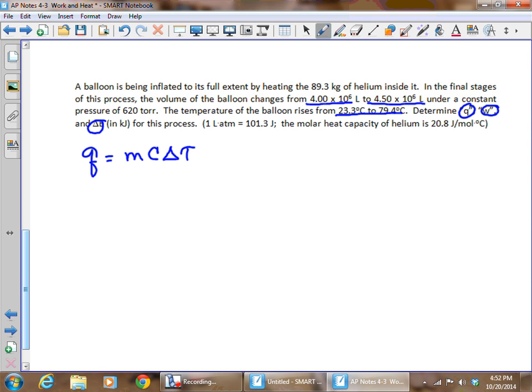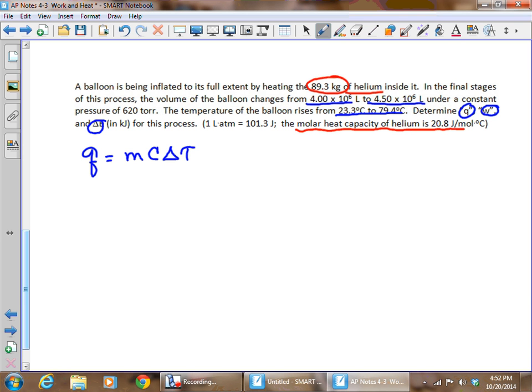So in order to get this value, we need to know either the mass or moles, depending on what it gives us for C. Does it give us molar heat capacity or does it give us a specific heat? And it looks like, as we see up here, that it gives us a molar heat capacity for helium. So we're going to need to change that mass value of helium up here, 89.3 kilograms of helium, to moles. So let's do that first.